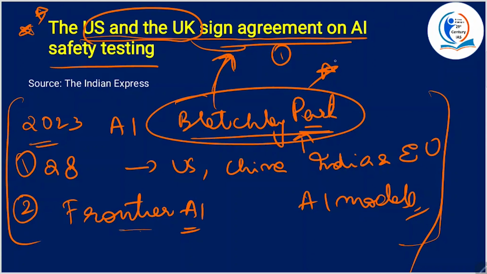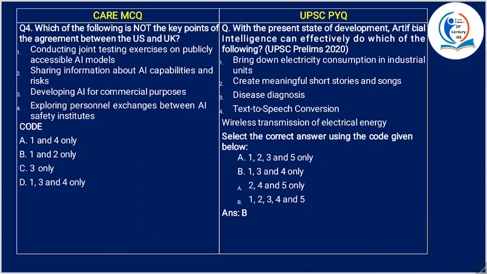So those are the points that you have to remember with respect to the agreement, and please do not forget this. Which of the following is not the key points of the agreement between the US and the UK? Conducting joint testing exercises on publicly accessible platforms or AI models. Yes, this is correct because they want to reduce the threat, right? So this is correct. Sharing information about AI capabilities and risks. Yes, information sharing and research sharing is a part. So this is also right.